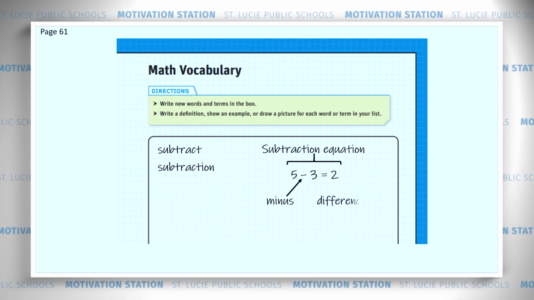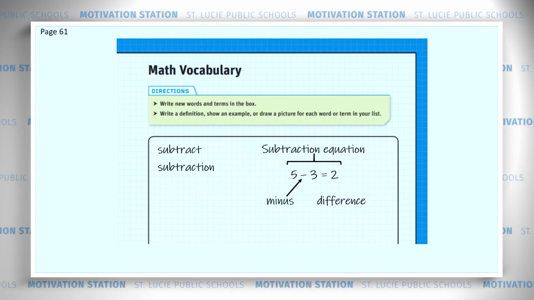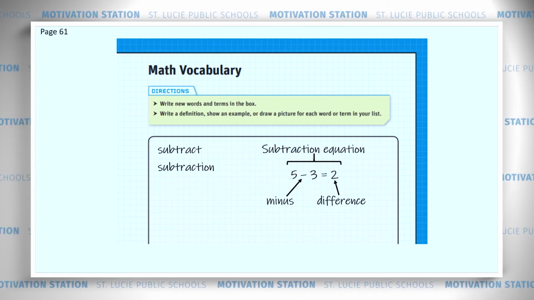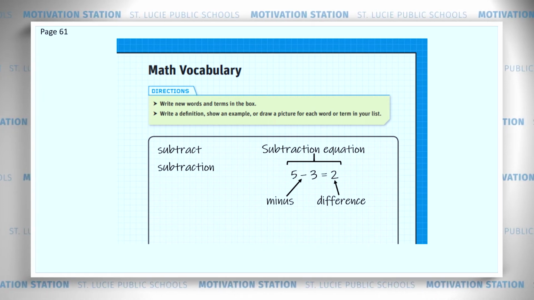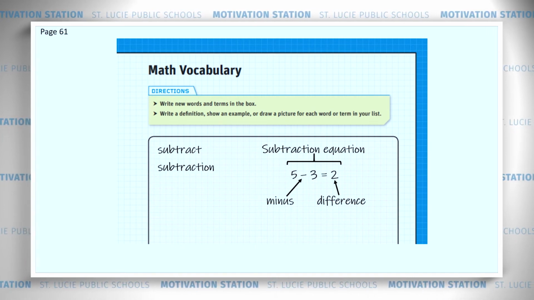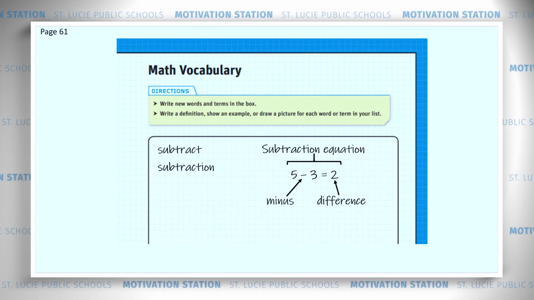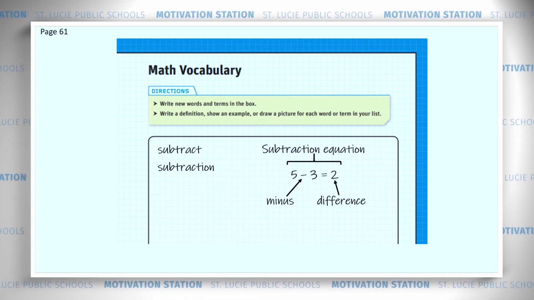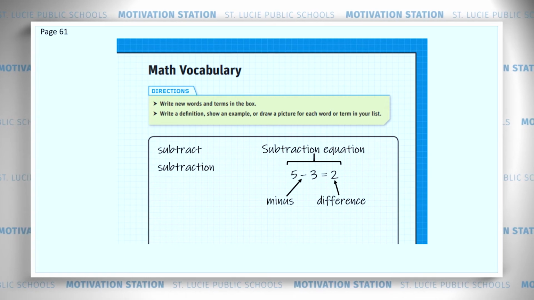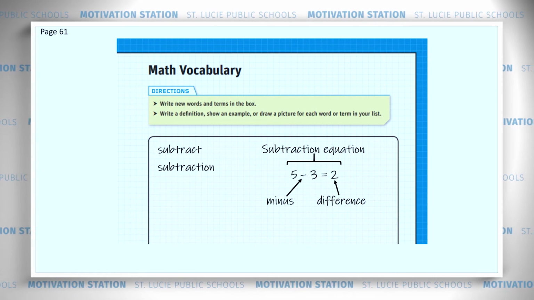Last word, difference. The difference is what we call the answer to a subtraction problem. So go ahead and draw an arrow to the 2 because the 2 is the answer to 5 minus 3. 2 is the difference of 5 minus 3. We use the word difference because it's more specific than answer. Sometimes a question might ask you to find the difference between two numbers, and that's a clue word that says you're going to be subtracting.